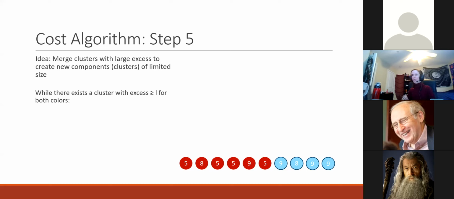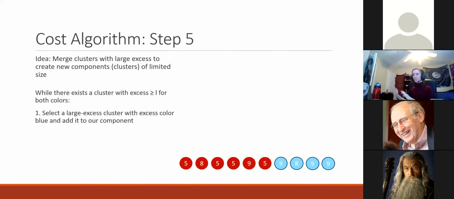Okay, so we call a large excess cluster a cluster with excess greater than or equal to L. L is just some other input to our algorithm. And in the running example we're going to be using, we're going to say L equals 4. So as long as a cluster has excess 4 or more, it is considered high excess. This algorithm is going to run as long as there are high excess clusters of both colors.